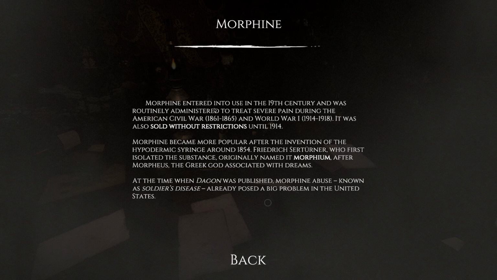Morphine entered into use in the 19th century and was routinely administered to treat severe pain during the American Civil War and World War I. It was also sold without restrictions. That's crazy. Morphium, after Morpheus, the Greek god associated with dreams. At the time when Dagon was published, morphine abuse, known as soldier's disease, already posed a big problem in the US.